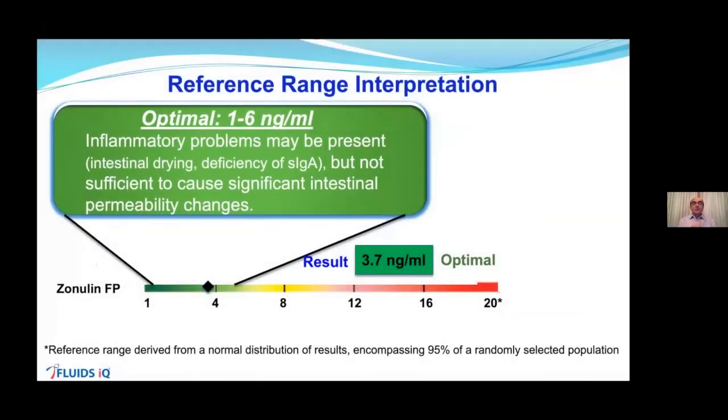And so when you are looking at, for example, zonulin, we know that if you're in the green area, and I'm just giving you a general look at this, if it's somewhere between 1 and 6 nanograms per mil, that'll tell you that you have an inflammatory problem, maybe. You may have some intestinal drying. You're losing some of the mucus, which means that you'll have a deficiency in Sig-A. That's not a small point. It's important, but it's not sufficient to cause an intestinal permeability problem.